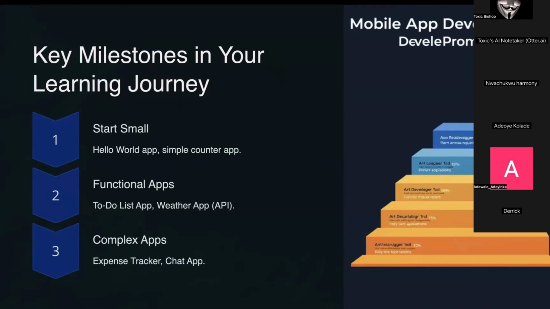Then you can go on to functional applications, be it a to-do list app or a weather app, and then integrate an open weather API. So you learn by building, and then you can go on to complex applications like a chat app or an expense tracker. When I was starting out, I even went as far as creating the Samsung calculator. This calculator on Samsungs has the normal calculation and then this scientific stuff. So I designed the whole UI and added the functionality.